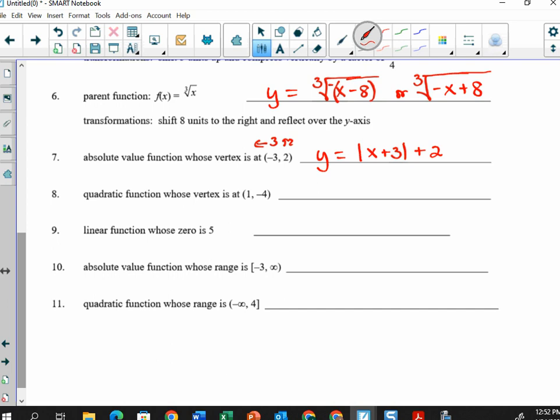Guys, did you get number 7? All right, then what's the equation going to be for number 8? Julian, please. Yep, x minus 1, quantity squared, minus 4. Stop there for a second. Are we doing okay? Guess we're not doing okay. Questions through 8.